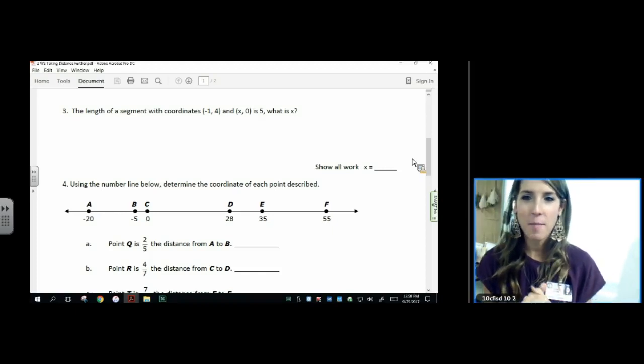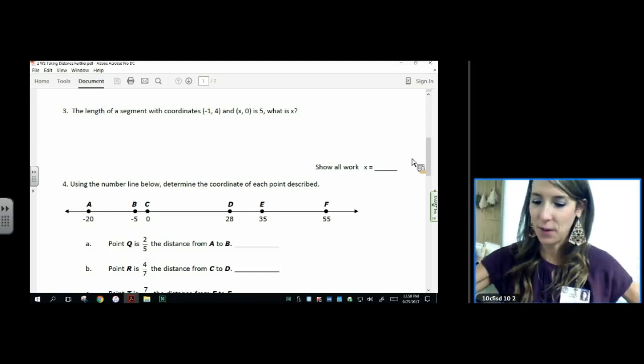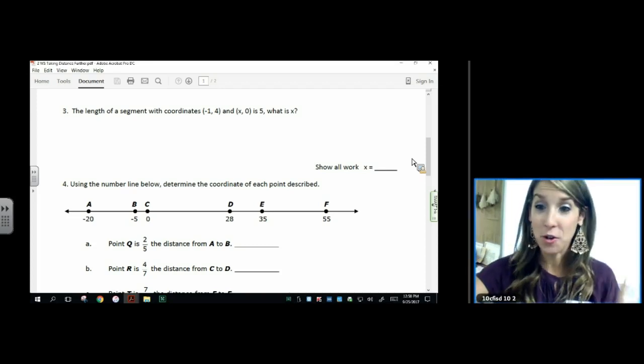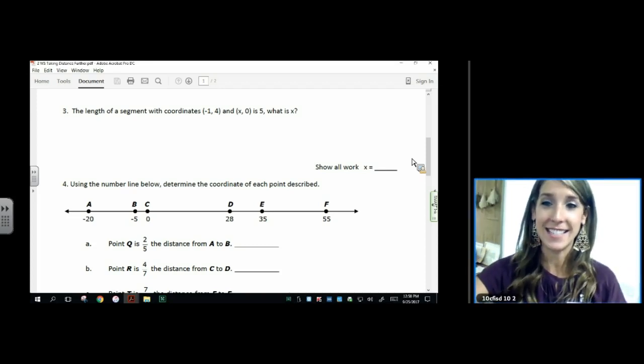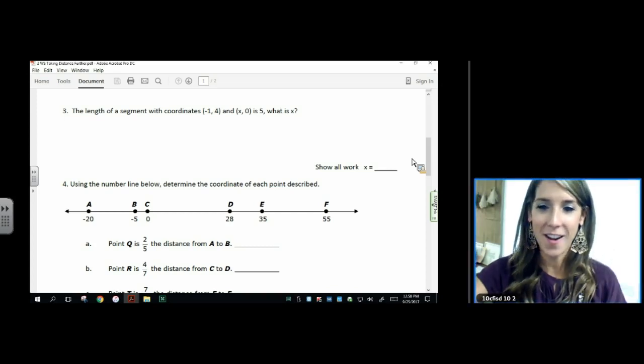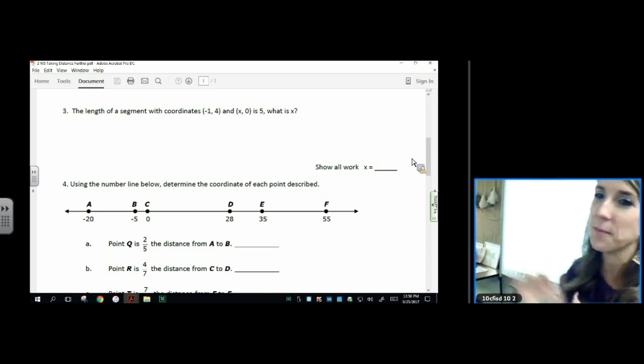Okay, we are doing number three on taking distance further. This title was no joke. Number three is taking distance so much further than probably you wanted to go. So let's talk about how to solve number three.